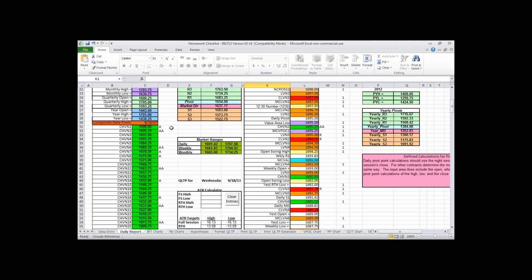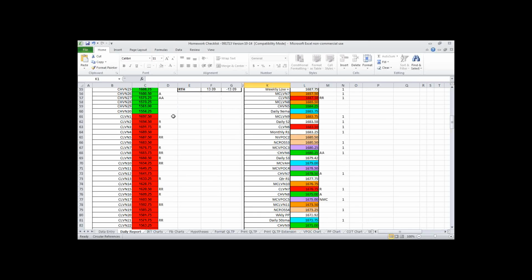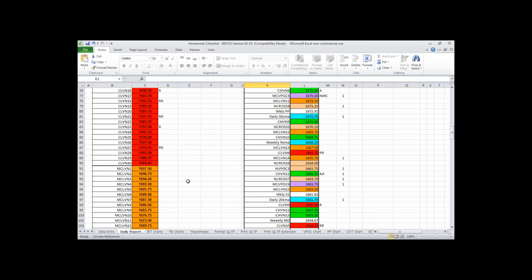Going over to the daily report, nothing really changes. We put in a new CHVN up here at 1698. That is a micro composite VPOC as well. We'll look at that on the chart. And a new CLVN at 97.50. All the others are pretty much all the same.